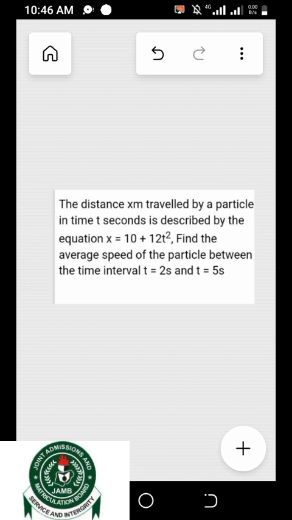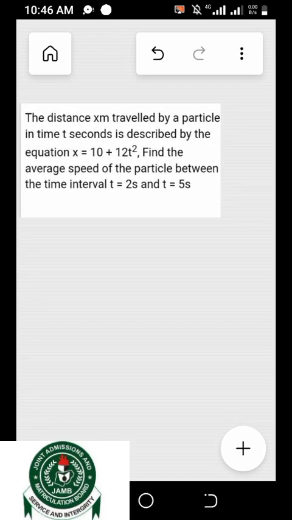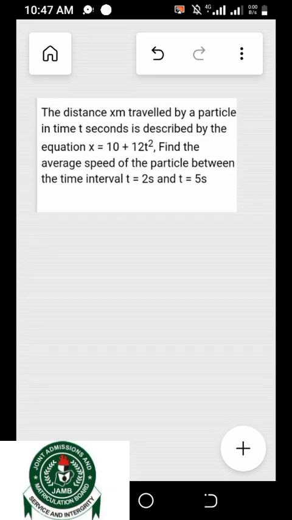They said the distance x meters traveled by a particle in time t seconds is described by the equation x equals 10 plus 12t squared. Find the average speed of the particle between the time interval t equals 2 seconds and t equals 5 seconds. Between the time interval, take note. First and foremost, like I said, it's a slight differentiation.